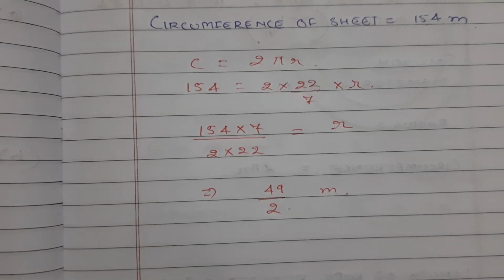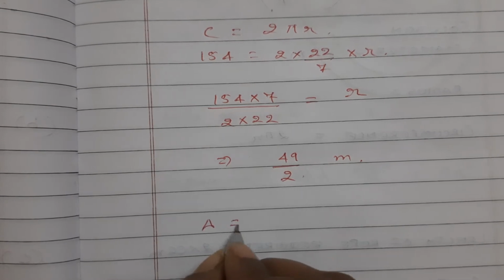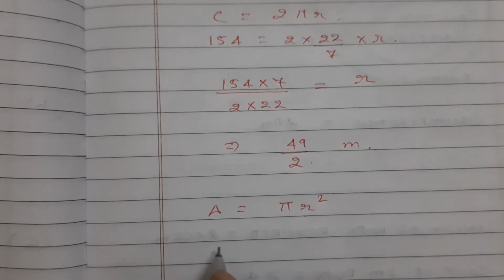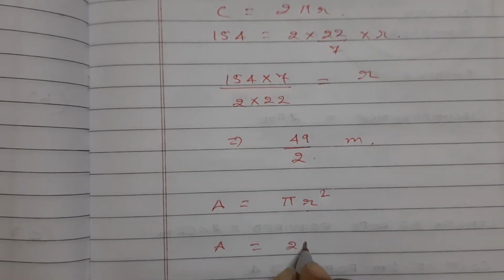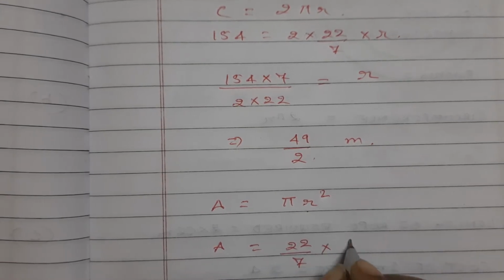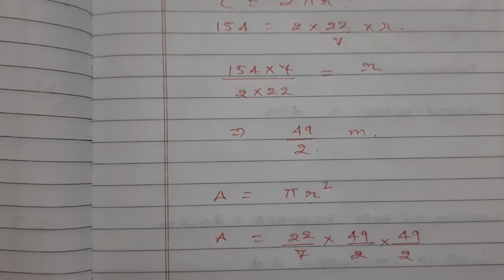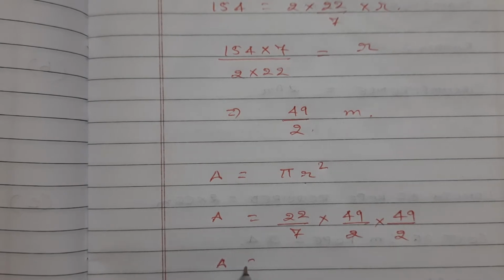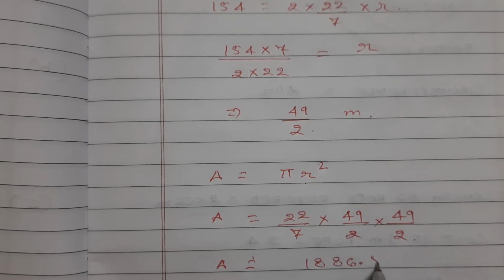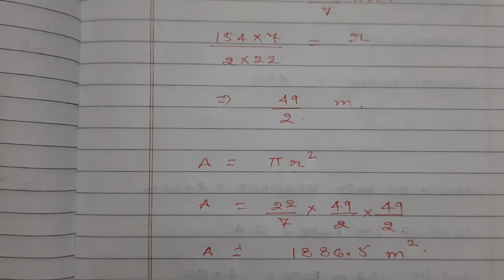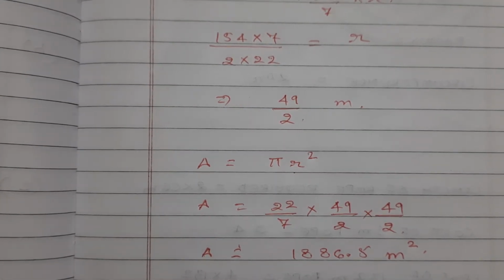Now we need to find the area and the formula for area we know is pi r square. Now putting the value of r in the formula, A equals to 22 by 7 into 49 by 2 into 49 by 2. Now we will calculate this and we will get the value. So this way, children, when the circumference is given to us, we can calculate the radius, and from the radius we can find the area too.